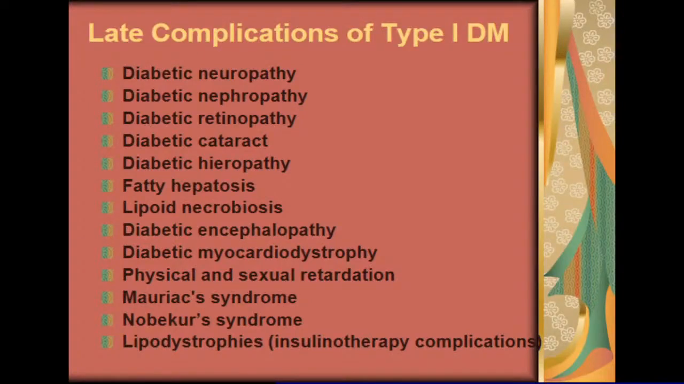Now we'll consider late complications of diabetes mellitus. There are the following: diabetic neuropathy, diabetic nephropathy, retinopathy, diabetic cataract, diabetic cheiropathy, fatty hepatosis, lipoid necrobiosis, encephalopathy, myocardial dystrophy, physical and sexual retardation, sometimes development of Mauriac and Nobécourt syndrome.